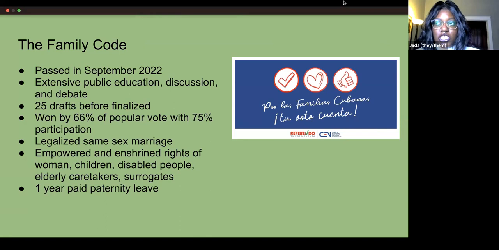And the family code ensures that there is no discrimination in Cuba whatsoever, while we're living in a country that is constantly passing discriminatory bill after discriminatory bill. So that's just a lot to think about when we think about the family code in Cuba and how amazing it is that the Cuban people were able to pass this monumental referendum that ensures that no one will be discriminated against, no matter what type of family they have, no matter what their identities are, and no matter how they're marginalized. So yeah, that's a lot with the family code.